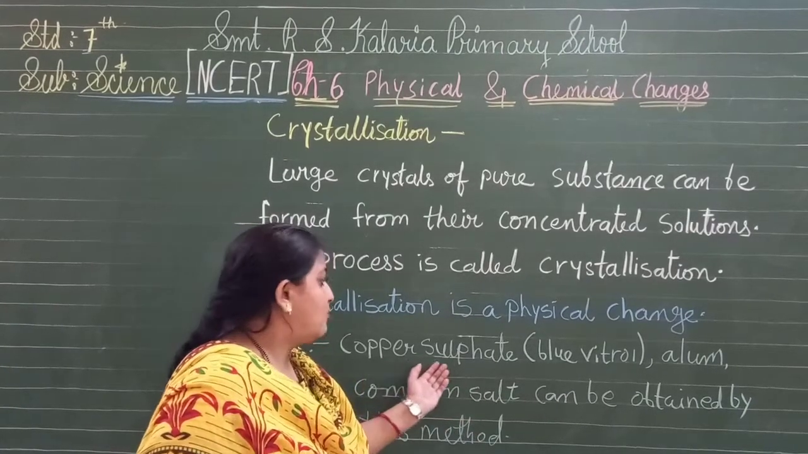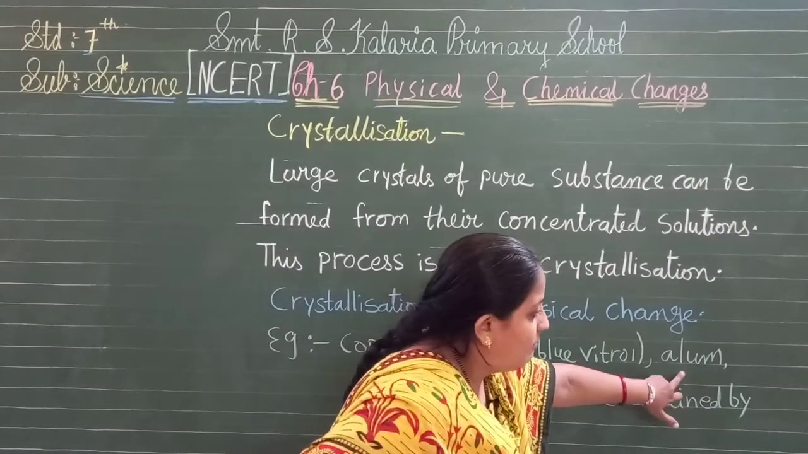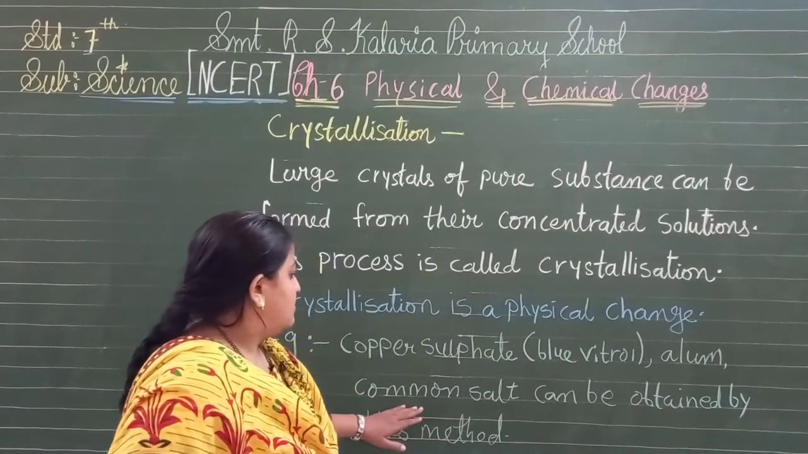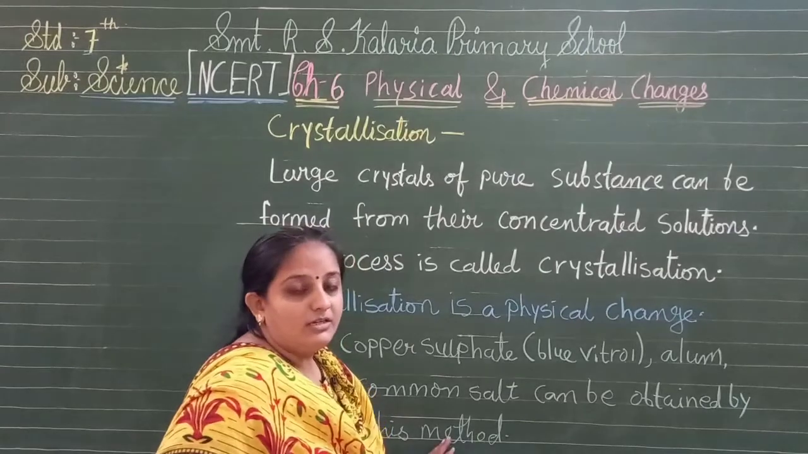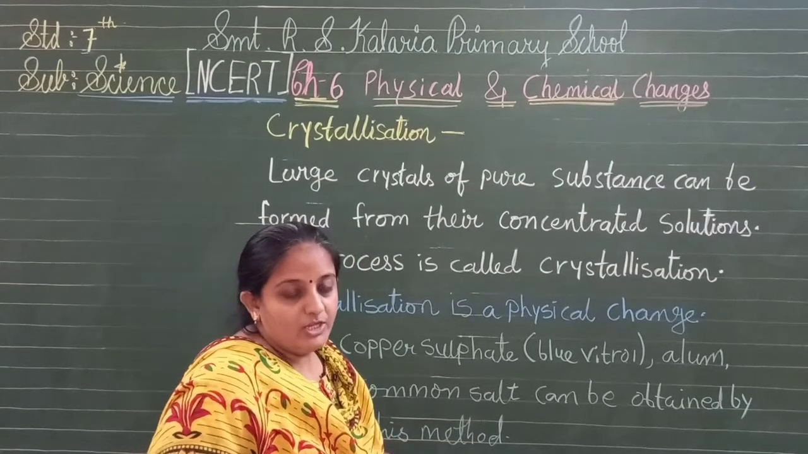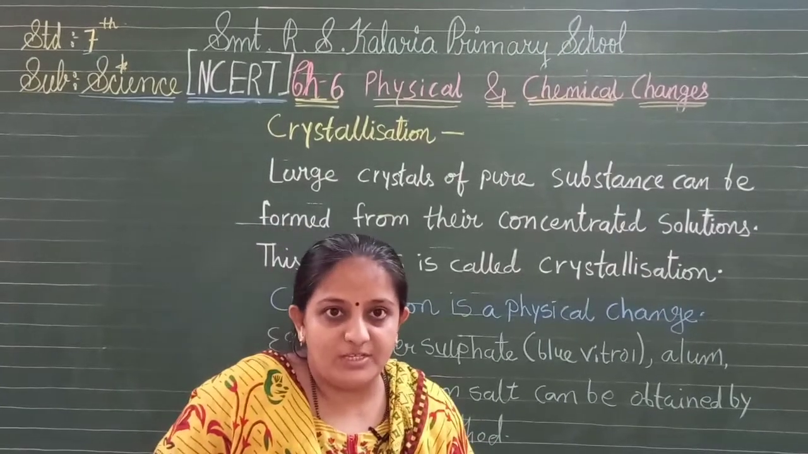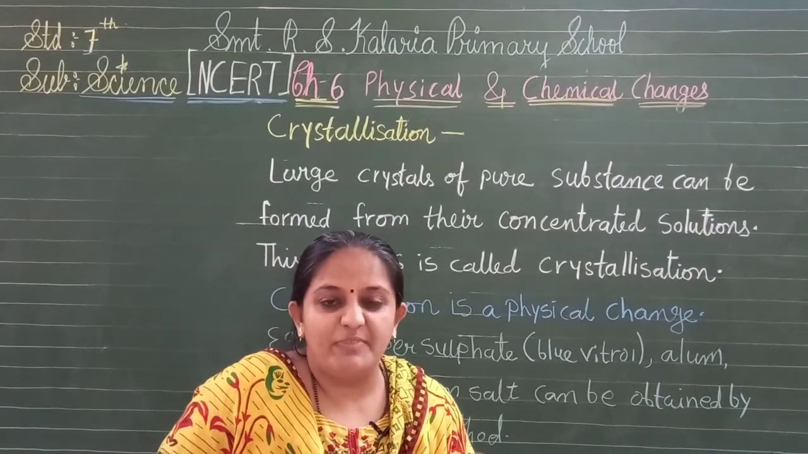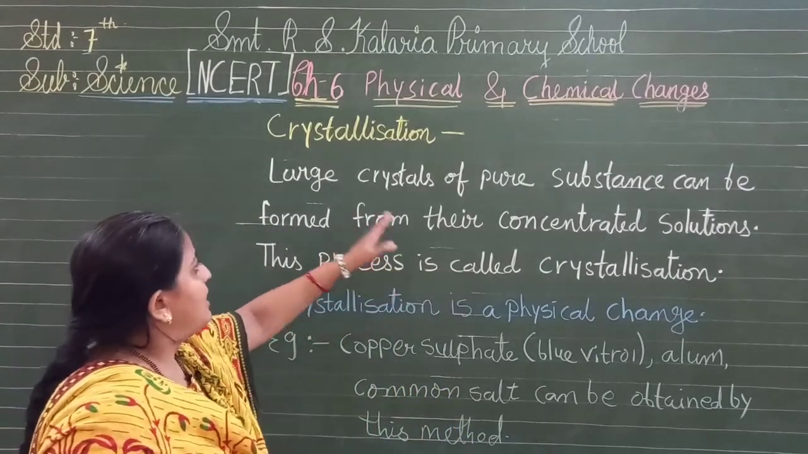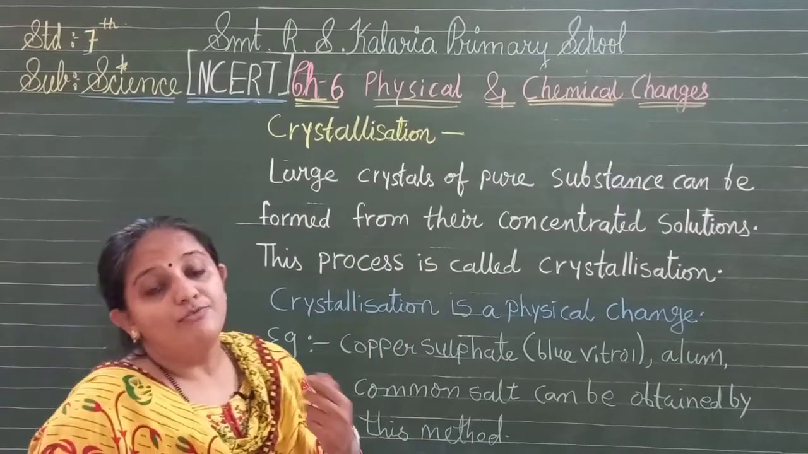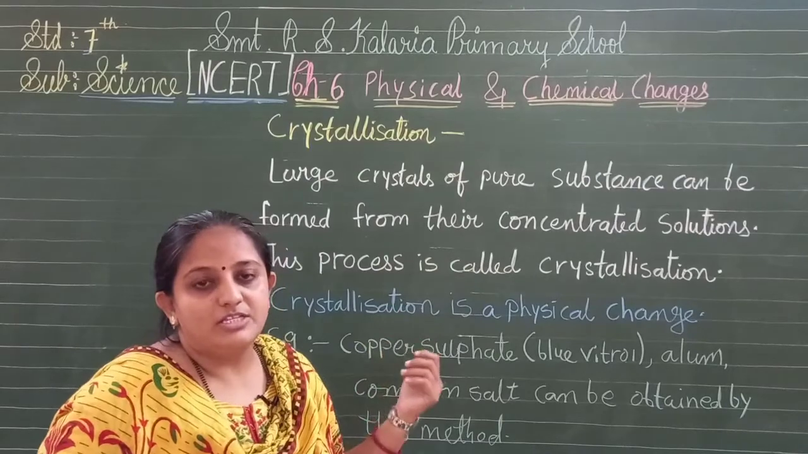The very first we are having is copper sulfate, also known as blue vitriol. Next we are having alum. Next, common salt can be obtained by the crystallization method. So from their concentrated solution, large crystals of pure substance can be formed, and this process is known as crystallization.